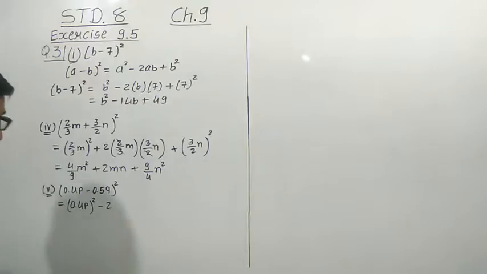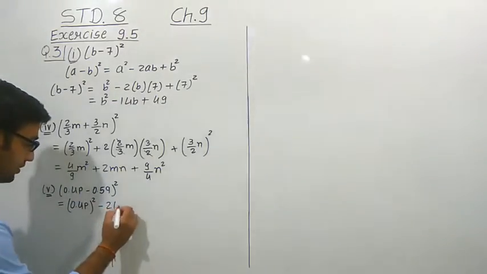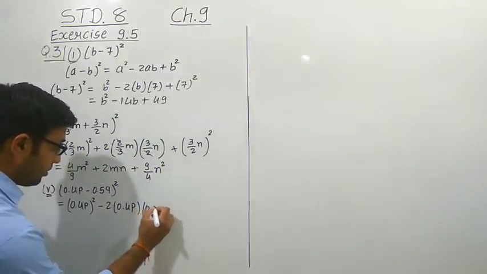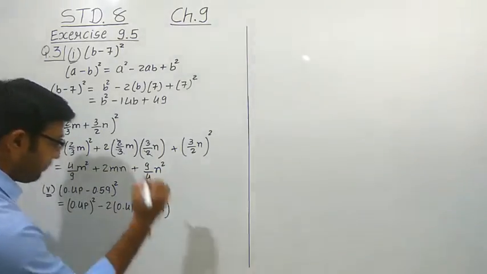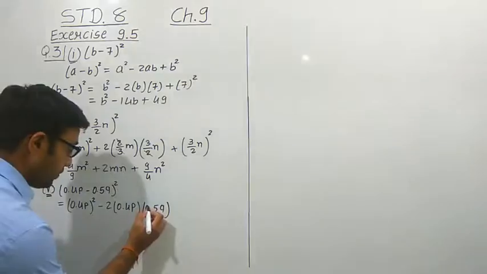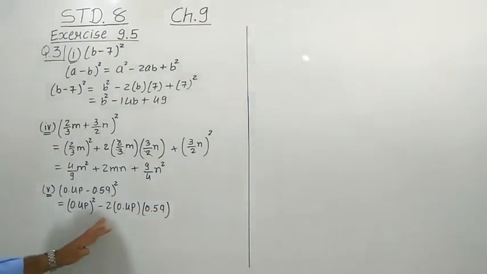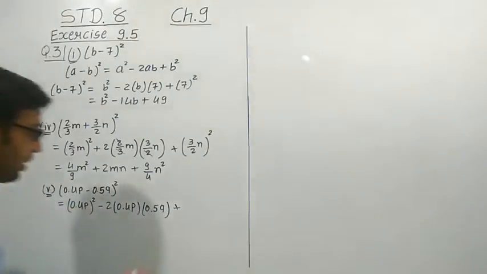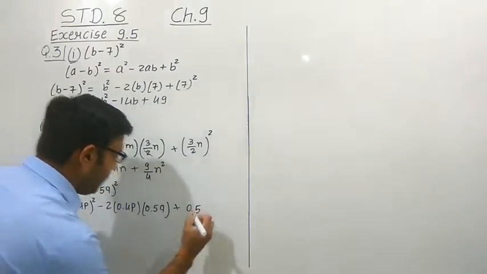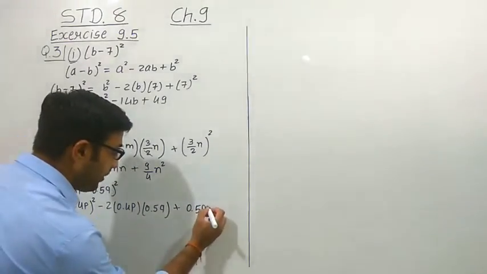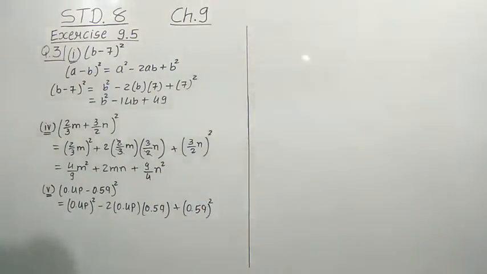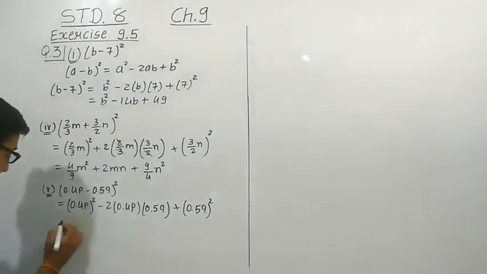First of all, put 2 multiplied by the first term and the second term, that is 0.4p and 0.5q. So we multiply both the first term and the second term, and also multiply it with 2. Now the third term, we put down the square of the second term, that is (0.5q) whole square, right? Okay, so now let us apply the square.